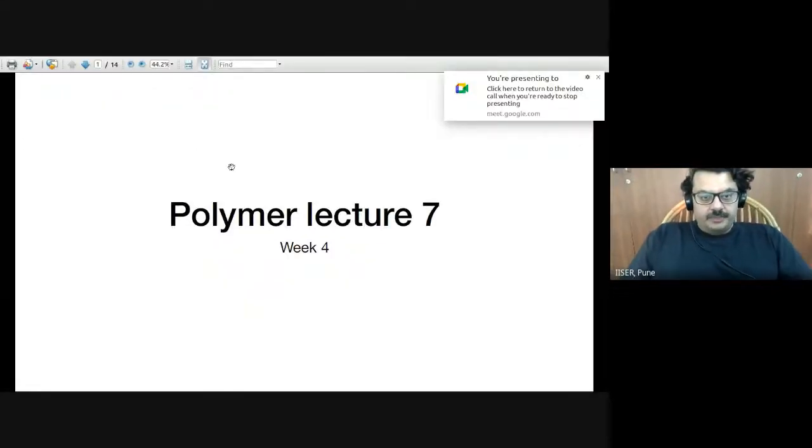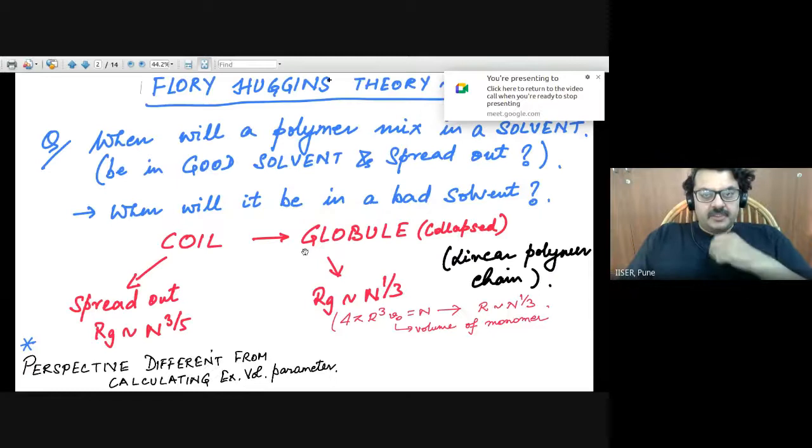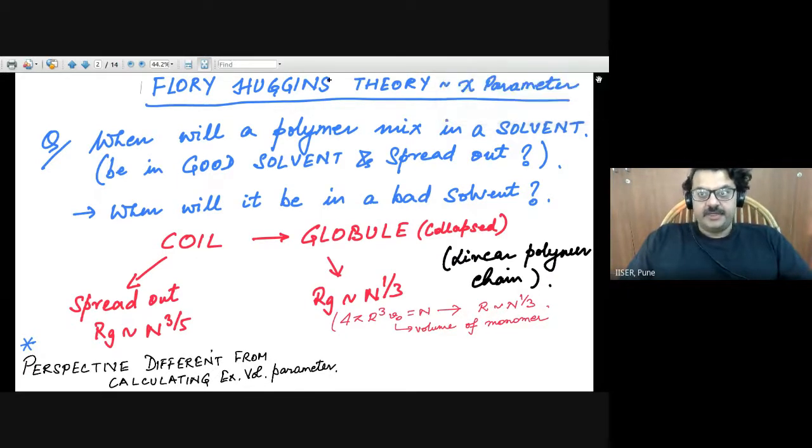Okay, so welcome to lecture 7 of week 4. So today what we'll be talking about is the so-called Flory Huggins theory and the chi parameter. So that's what we will reach. And what we are discussing basically is, when will a polymer mix in a solvent?